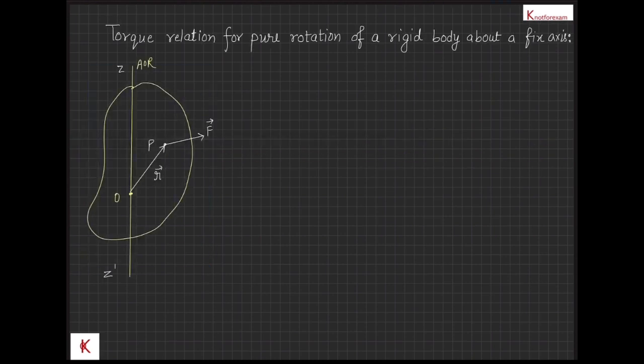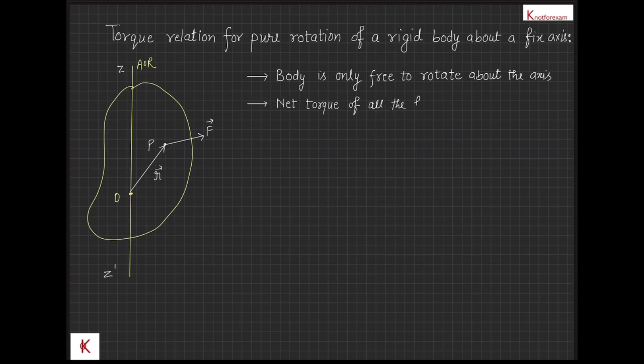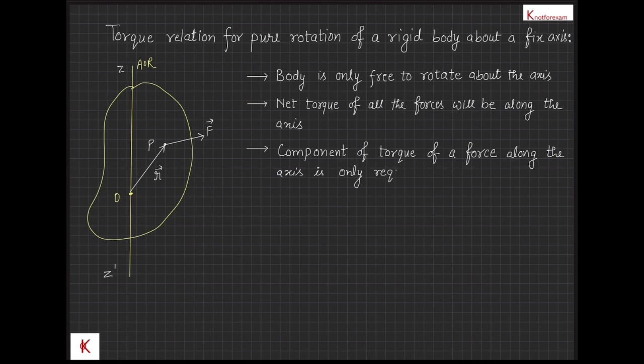We are going to discuss torque on a rigid body under pure rotation about a fixed axis. Let a rigid body be under pure rotation as shown in the figure. Since the body is only free to rotate about the axis, the net torque of all the forces will be along the axis, and only the component of torque of a force along the axis is required. Other components will be cancelled out by the torque of other forces.